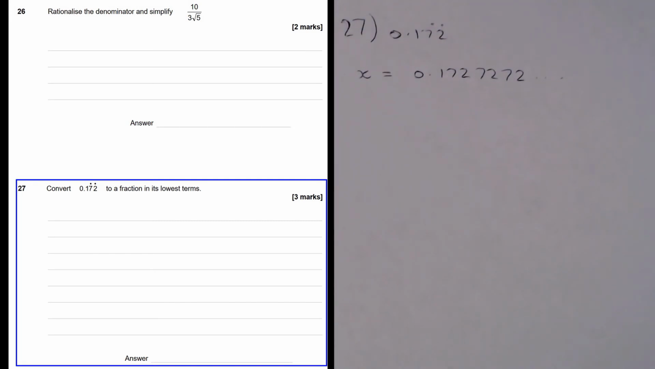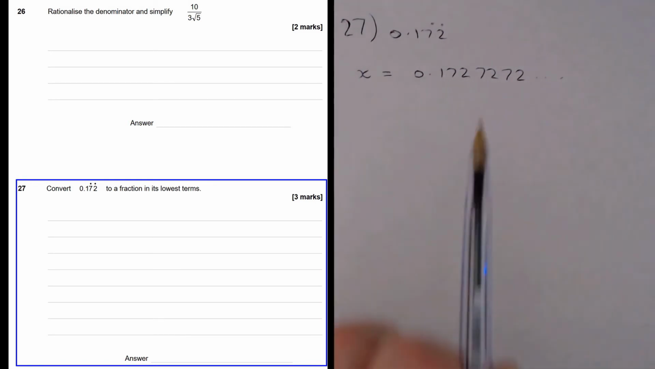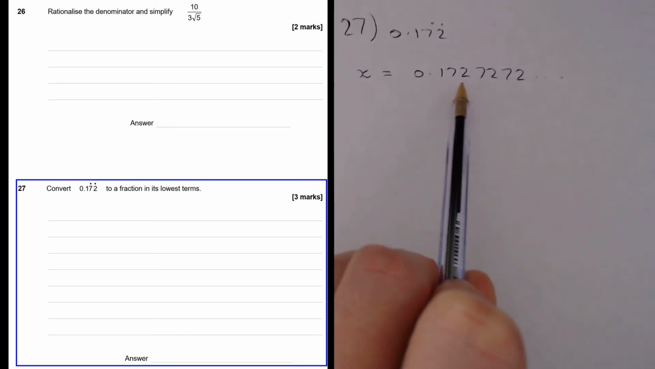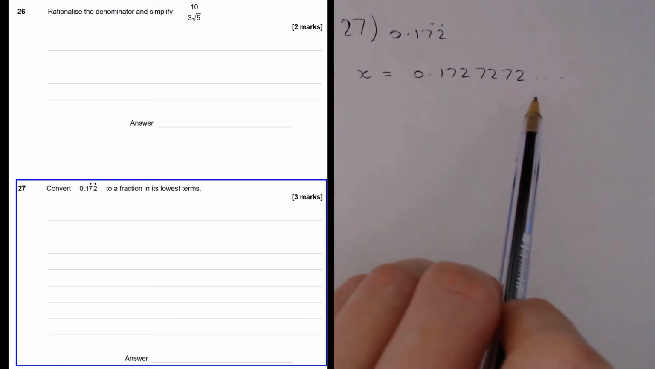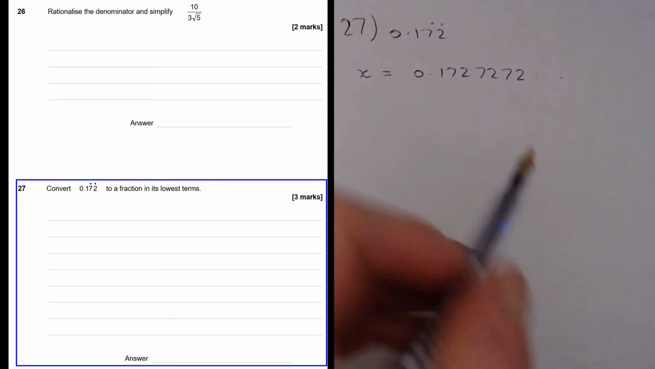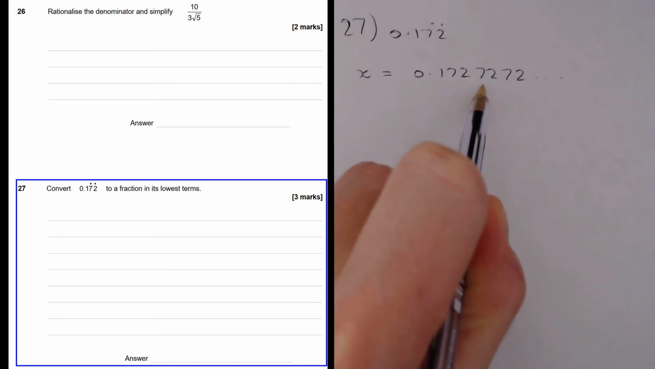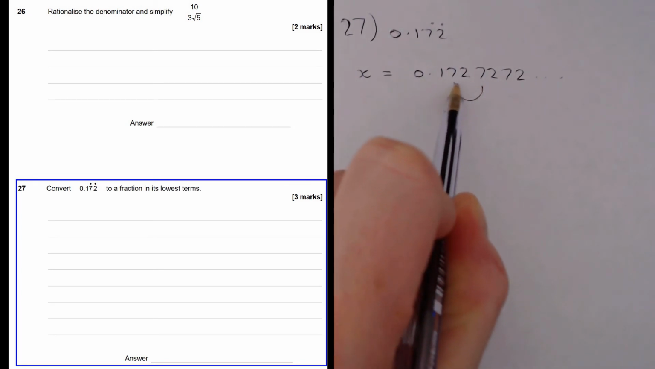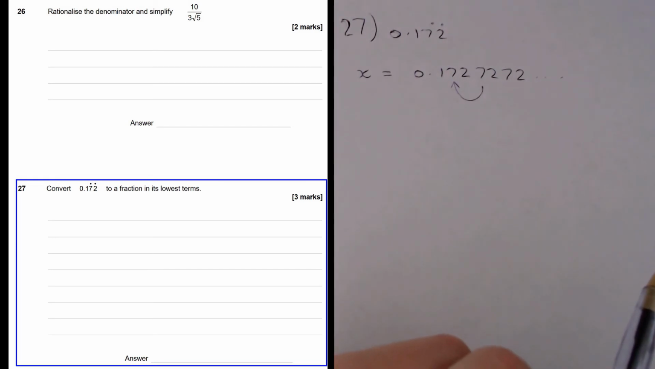Now what we want to do is manipulate x in some way, i.e. times it by 10, 100, 1000, whatever, such that when we take that expression away from x, the recurring part disappears. So what multiplier should we go for? Well, notice that the decimal repeats in 2s, so we have 72, 72, 72. So the bit that repeats is 2 in length. So if I multiply by 100, this 7 here, for example, will move up to here. And so in essence, they would align. This suggests to me then that we want to try 100x.